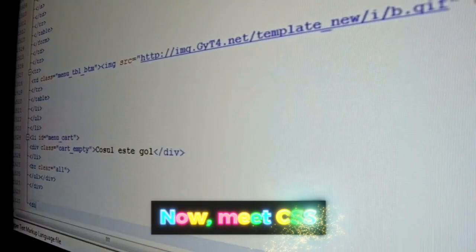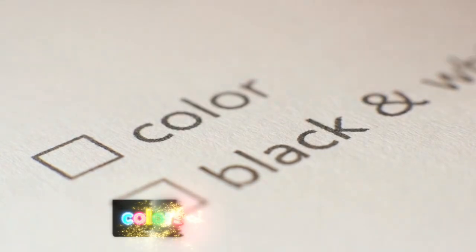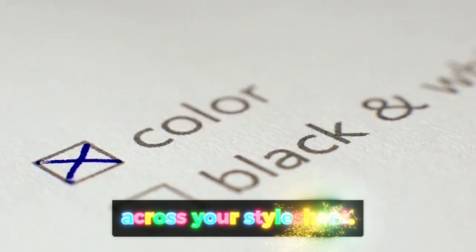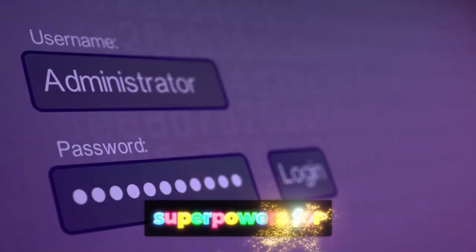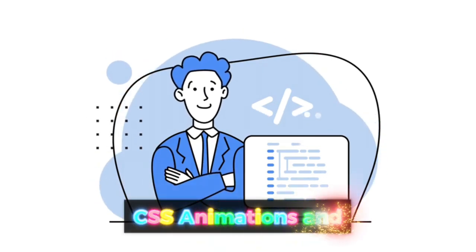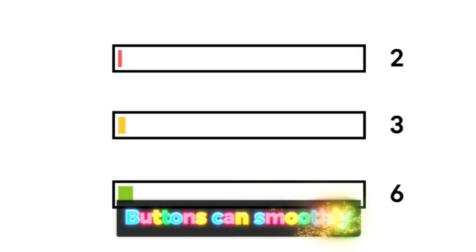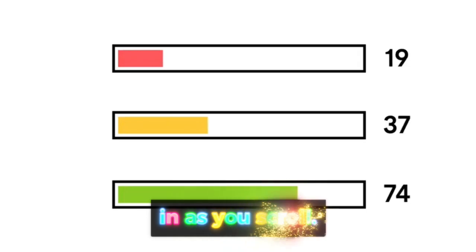Now, meet CSS Variables. These let you define colors, spacing, or font sizes once and reuse them across your stylesheet. It's like giving your code superpowers for consistency and easier maintenance. CSS animations and transitions bring life to your website. Buttons can smoothly change color on hover, loaders can spin, and entire sections can fade in as you scroll.